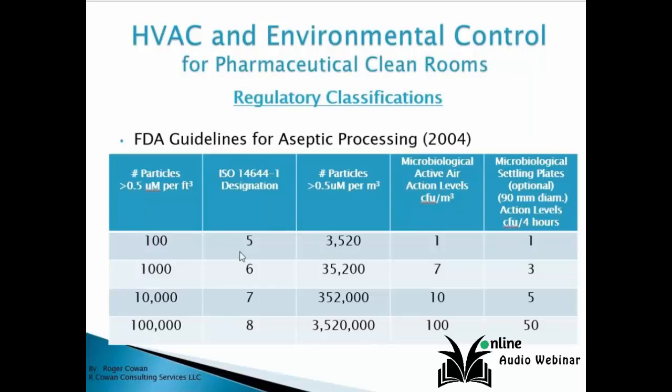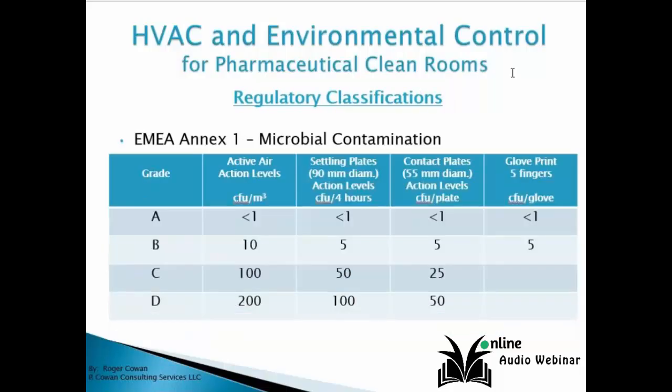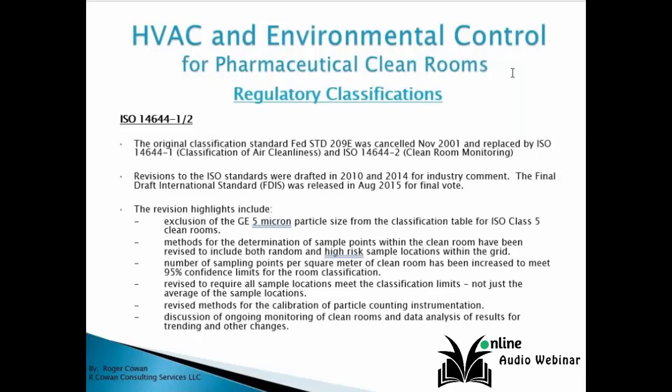And that's the familiar Class 100, Class 1000, Class 10,000, and so on. Now, over in Europe, EMEA Annex 1, they had their own set of specifications and classifications for clean rooms. EMEA also has specifications for microbial contamination. Now, if we look a little closer at ISO 14644 classification standard, Federal Standard 209E, that's the one I referred to in terms of the Class 100, 1000, and so on. That actually was canceled November 2001, and it was replaced with this documentation, ISO 14644-1.